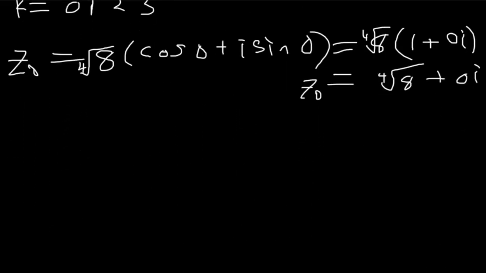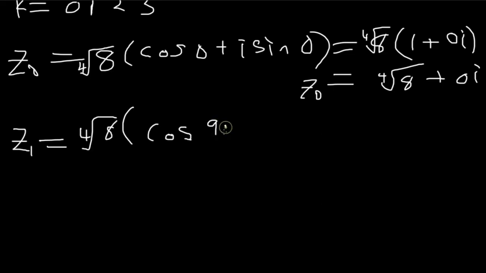Move on to z1. So z1 is going to be the fourth root of 8, open brackets, cos of 0 plus 360, which is 360. Then 360 divided by 4, you get 90. So it's going to be cos 90, then plus i sin 90, then close brackets like that.